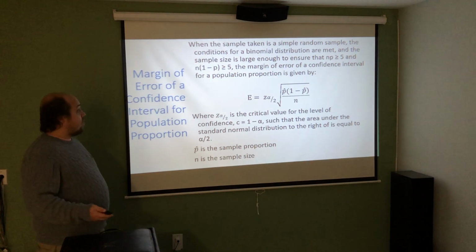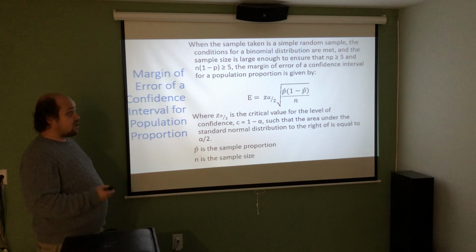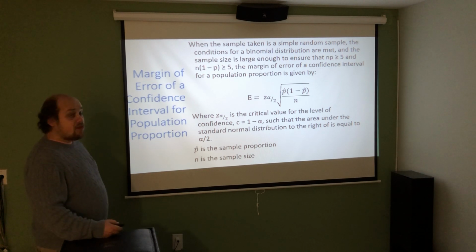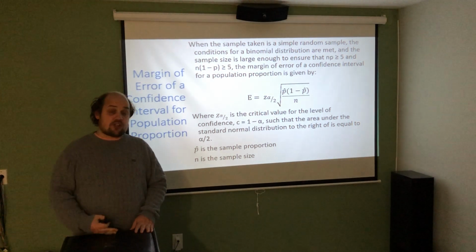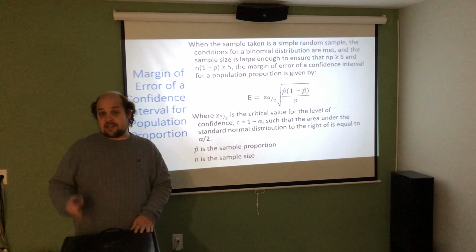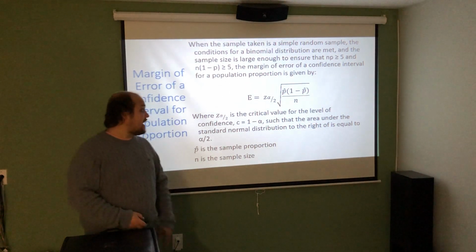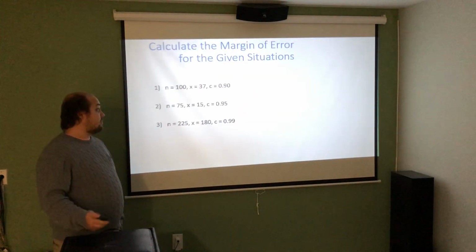So, this extra thing that's written up here that says we want to make sure it's large enough that np is greater than or equal to 5 and n times 1 minus p is greater than or equal to 5 basically just means that we need to have a large enough sample size to validate the central limit theorem used to apply the normal distribution. This was the same criteria that was used when we were doing z-scores for proportions.